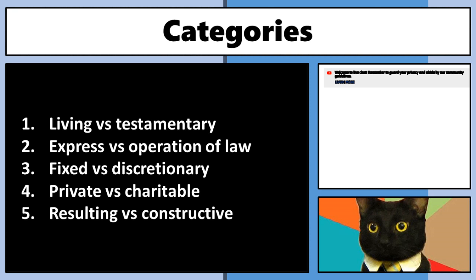Okay, then we're dividing things up in terms of express trust. That is where there is a settlor, a person giving the thing away. And once they've given the thing away, they're not involved anymore. Those are known as express trusts. A settlor is giving legal title to the trustee.